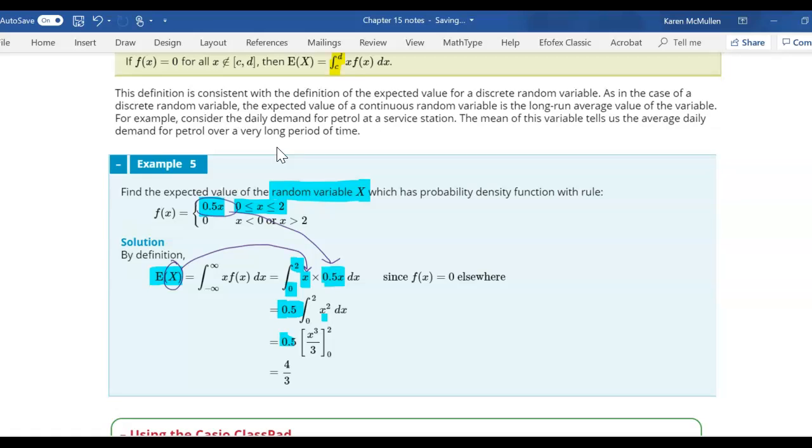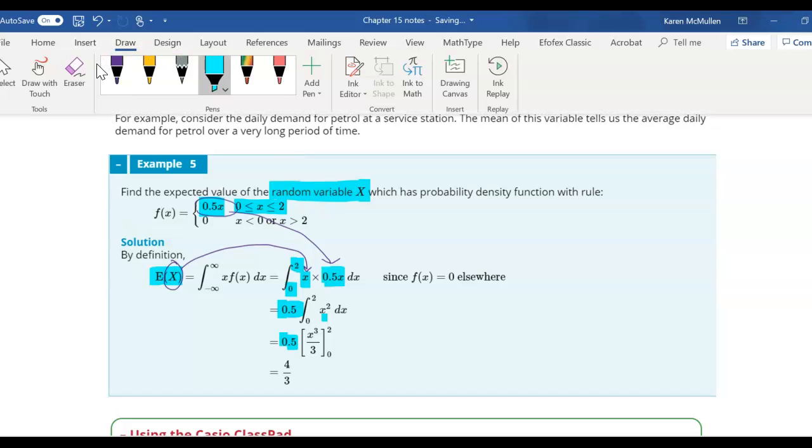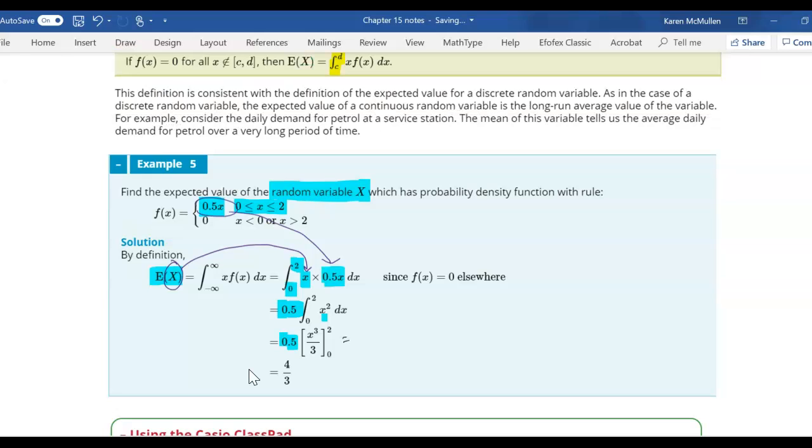So you can see the stays out the front, and then we do our substitution. When we do our substitution, which they haven't done, but you should be familiar with this now, we're just substituting in. I'll just write it here. So we've got 0.5, substituting in 2 gives us (2 cubed over 3), whoops, I should put brackets around it, minus (0 cubed over 3).